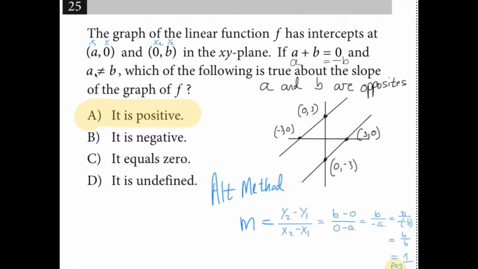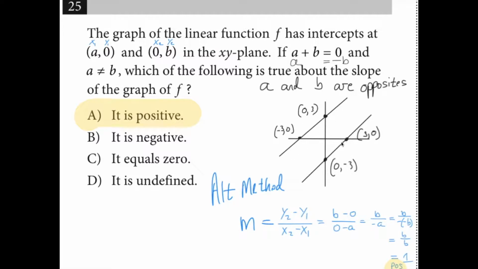Well, let's assume that they are equal to each other. If they are equal to each other, then you get positive 3 and negative 3 over here. If you actually just pick a value for a, they're not equal to each other. They're going to be opposites of each other. So 3 and negative 3 are not equal to each other. They are opposites.